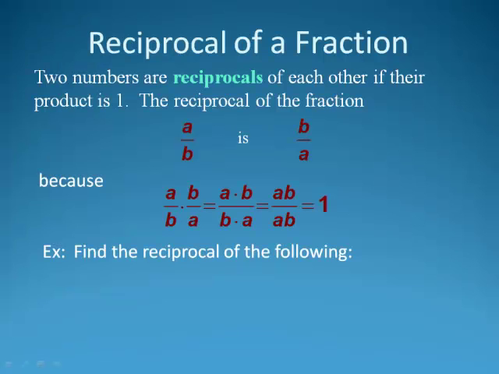All right, let's talk about the reciprocal of a fraction. Two numbers are reciprocals of each other if their product is 1. The reciprocal of the fraction a over b is b over a. So really, to find a reciprocal, the numerator becomes the denominator, and the denominator becomes the numerator. So we just flip it over.